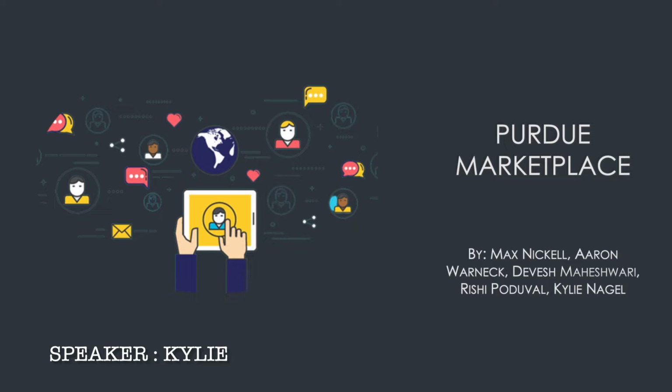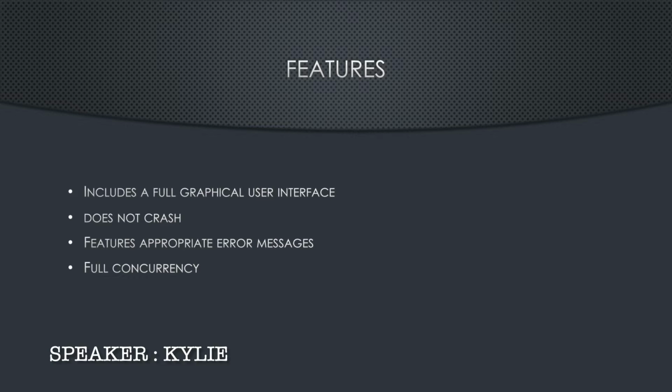We would like to introduce you to the Purdue Marketplace, where Purdue students can buy and sell products from each other. Some of the features of this application include being a full graphical user interface, does not crash, features appropriate error messages, and full concurrency, meaning users receive content updates as other users make changes to the page.